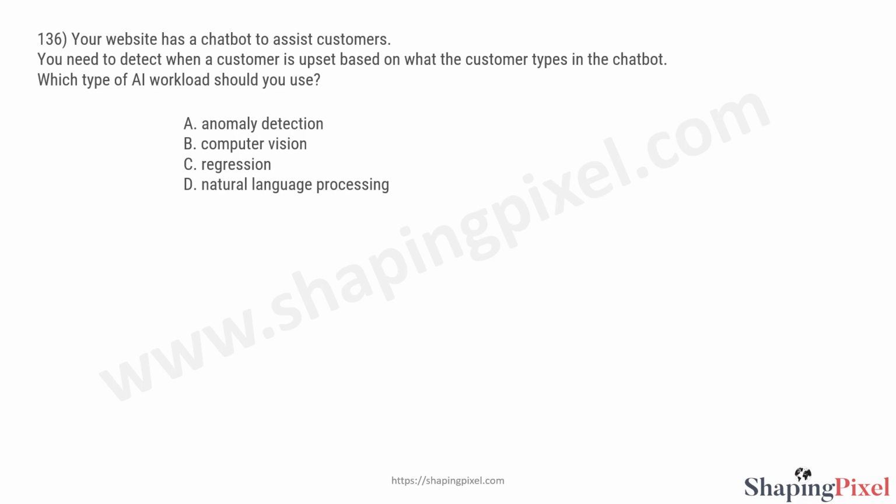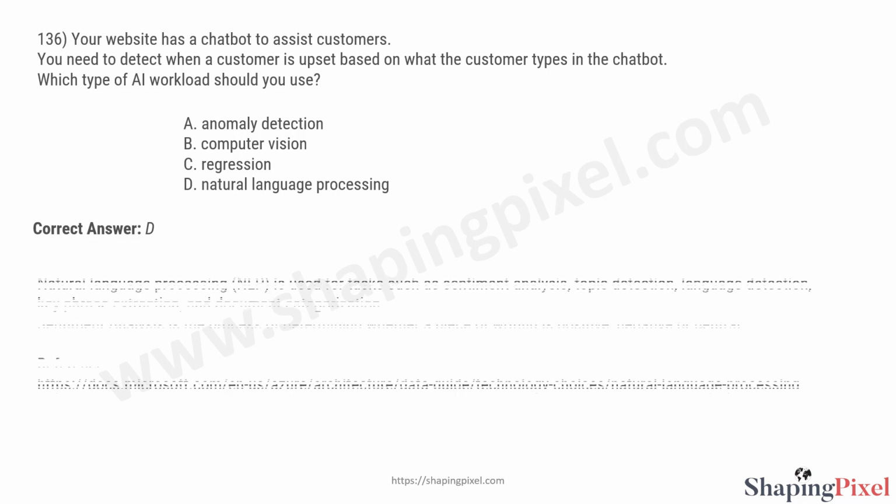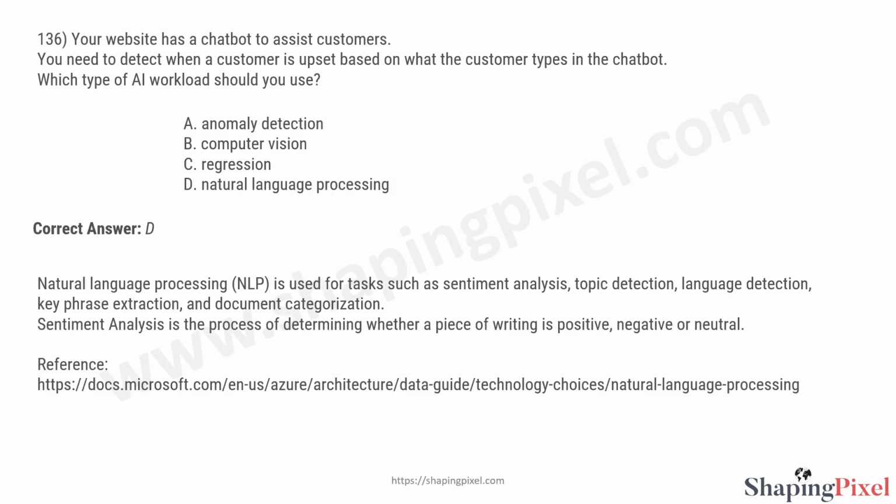So question number 136. Your website has a chatbot to assist customers. You need to detect when a customer is upset based on what the customer types in the chatbot. Which type of AI workload should you use? We have the following four options: anomaly detection, computer vision, regression, natural language processing. So the right option here is option D, NLP, natural language processing. Natural language processing is used for tasks such as sentiment analysis, topic detection, language detection, key phrase extraction, and document categorization. Sentiment analysis is the process of determining whether a piece of writing is positive, negative, or neutral.